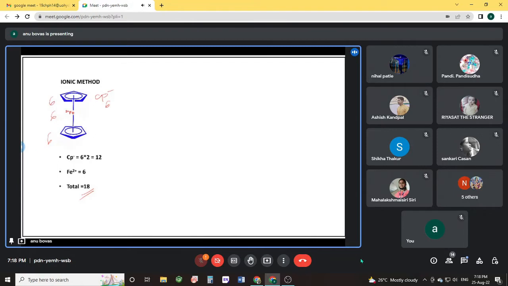Now the other method is neutral method. Somebody asked some question. Okay, so we will go to neutral method.